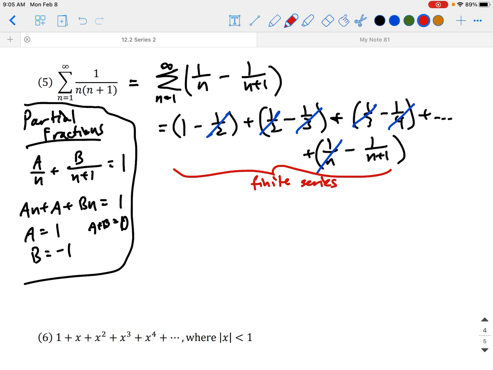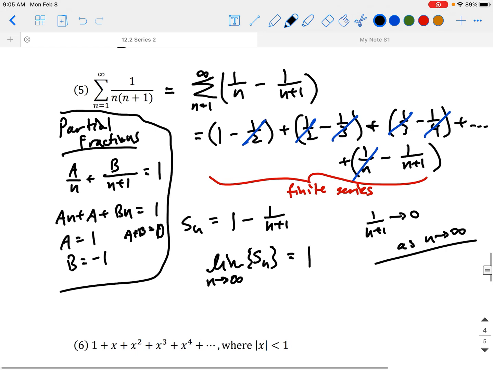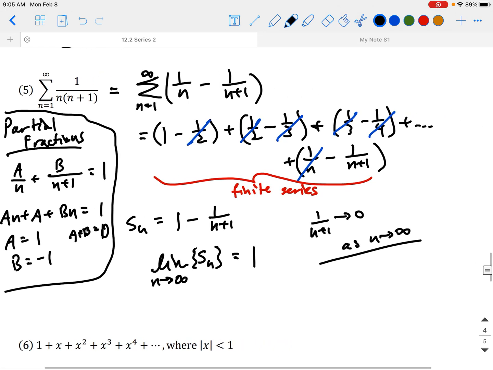So this is the sequence of partial sums. Right, so if we took the sequence of partial sums, we're going to get that this is equal to 1 minus 1 over n plus 1 in general. So that's going to be s sub n. But then if I take the limit of my sequence of partial sums, clearly that's just going to equal 1, since 1 over n plus 1 goes to 0 as n goes to infinity. And that limit of the sequence of partial sums is going to be the sum of our series. So that's going to equal 1.